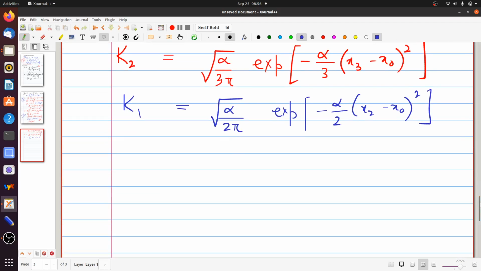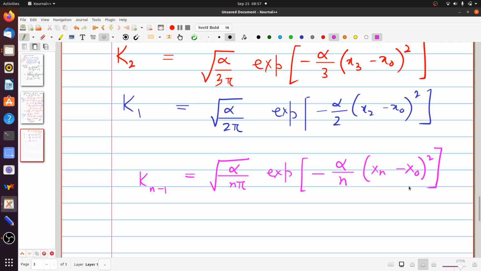Now I know that it's dangerous to extrapolate from just two examples, but if you have two terms, k1 and k2 written down like this, I'm pretty sure most of you would definitely love to guess that kn, or let's write down k(n minus 1) for the time being, k(n minus 1) will be root over alpha by n pi. Notice that this is one more than whatever index you have here, minus alpha by n, (xn minus x0) whole square. At least this is what you would love to guess.